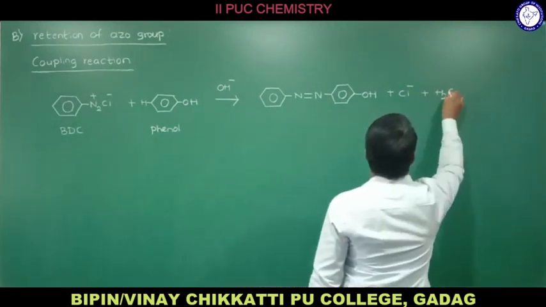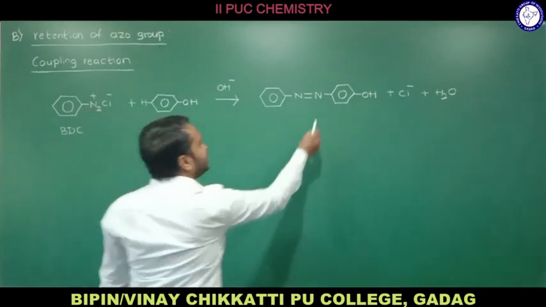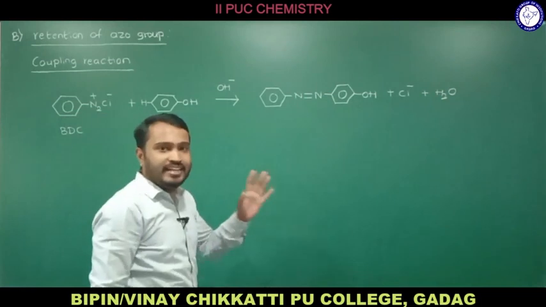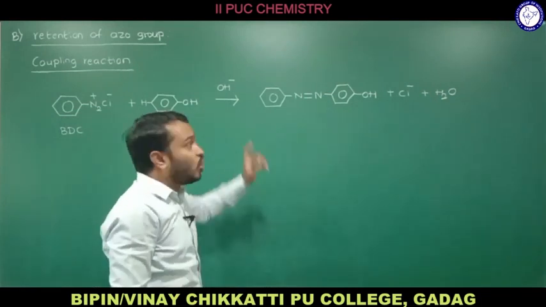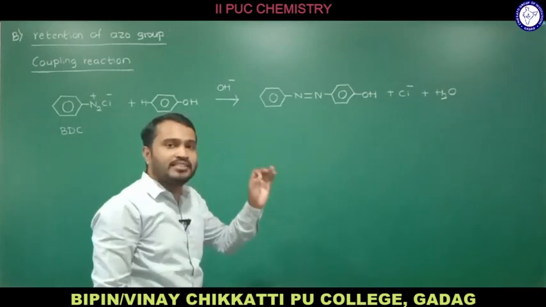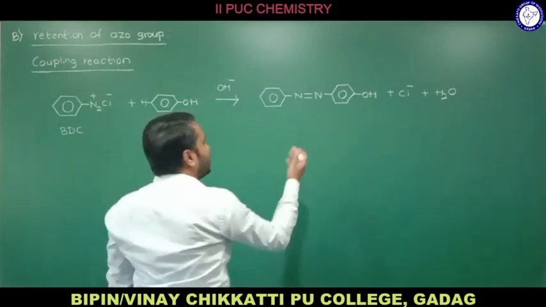So these are some other products we are going to get, and this is the azo, isn't it? And this is the dye. Dye stands for color. So azo dye we are going to get here. This class of compounds we call azo dye. So the azo group we have is the dye which imparts the color, you can say.